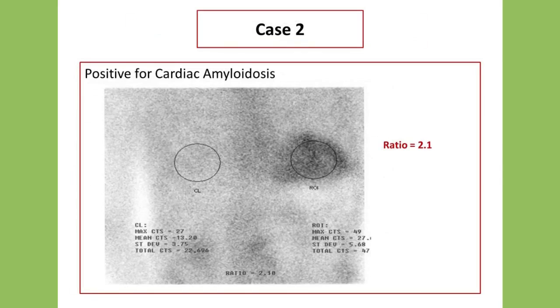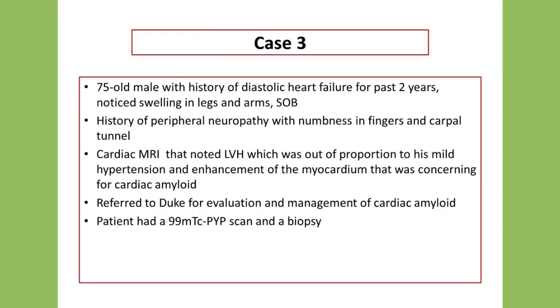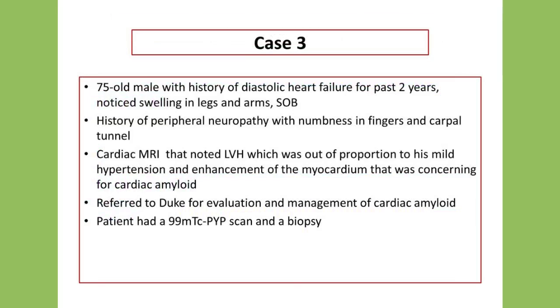Now, looking at this patient, again, very different than the first patient, you can see the visual myocardial uptake compared to the rest of the bone activity with a ratio of 2.10. And when we look at the MPI or the SPECT data, this was processed as an MPI because they did have the myocardial uptake to be able to focus on. We can see that there is definite myocardial uptake in this patient, and this patient was read as positive.